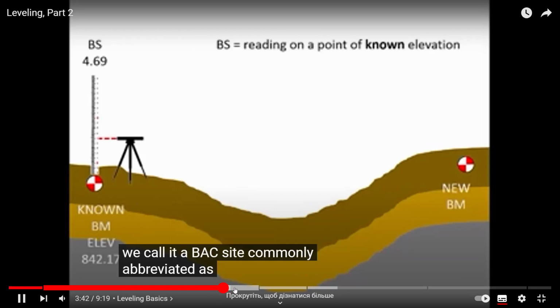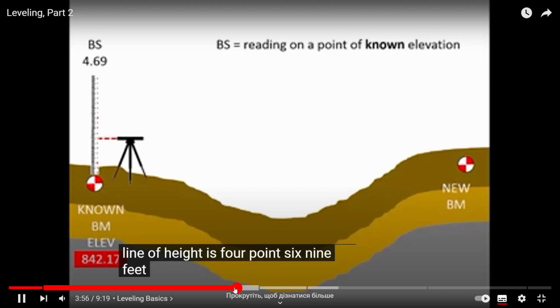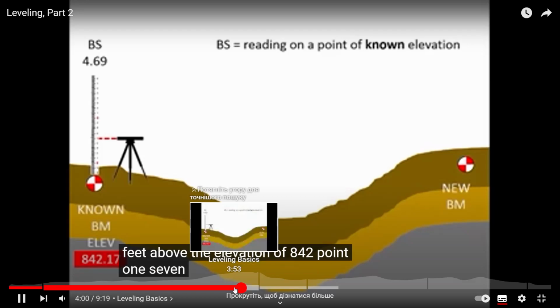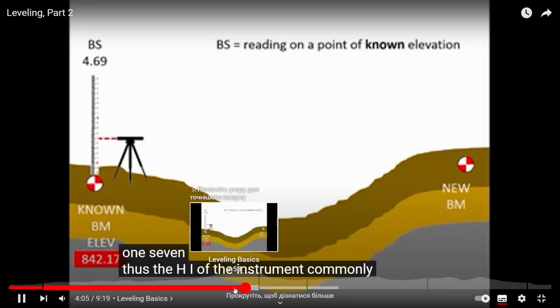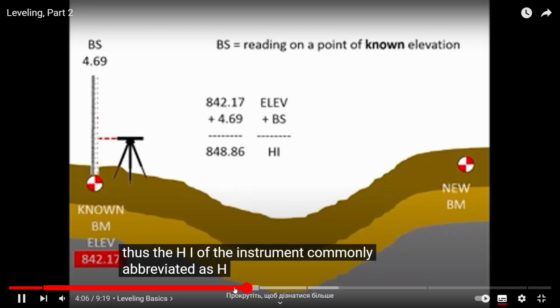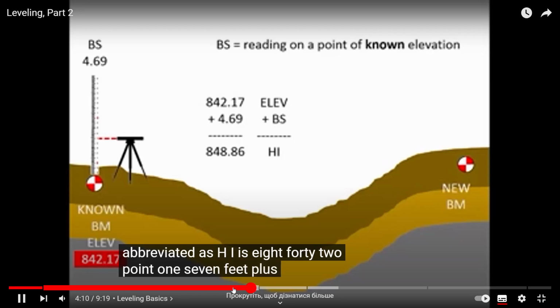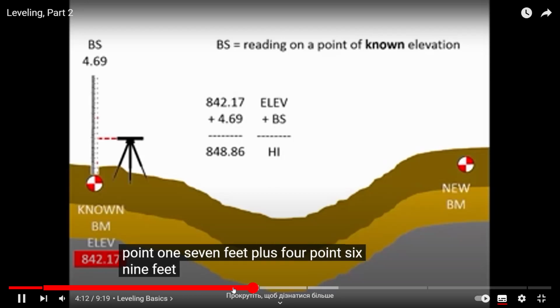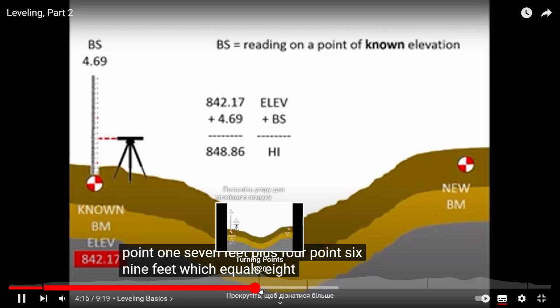Here the backsight reading on a point of known elevation 842.17 feet is 4.69 feet. Thus, the height of the instrument, the HI, is 842.17 feet plus 4.69 feet, which equals 846.86 feet.